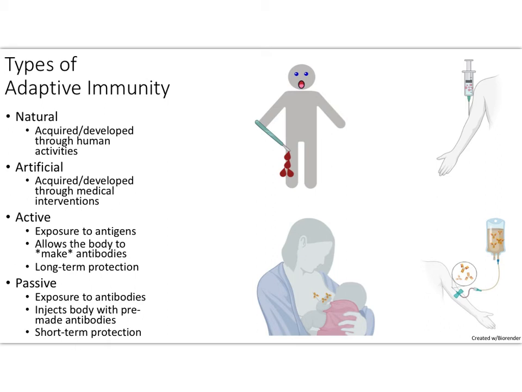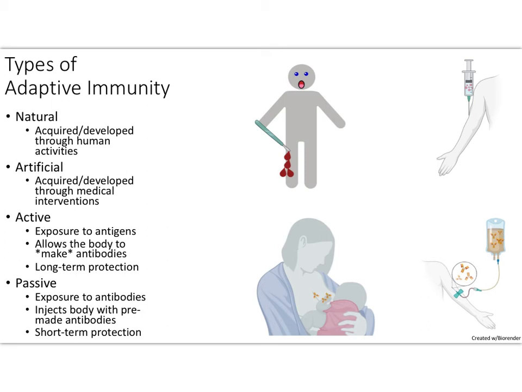Artificial acquired or adaptive immunity is something that's acquired or developed through some kind of medical intervention. So something we do in a hospital or a clinic that gives us this type of immunity. Active adaptive immunity comes from being exposed to antigens, which allows our body to make antibodies and gives us long-term protection. And passive adaptive immunity is developed when we are exposed to antibodies, and basically our body is injected or exposed to pre-made antibodies and gives us short-term protection.